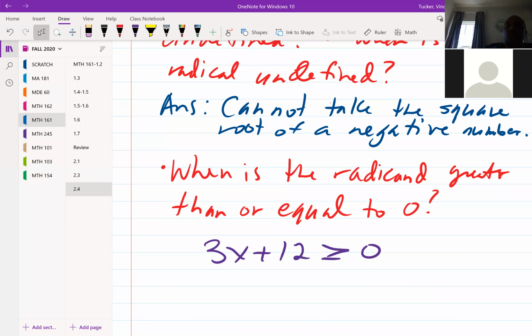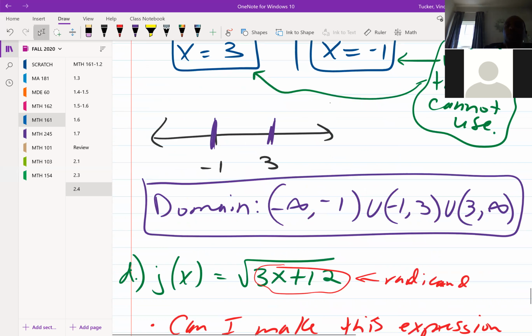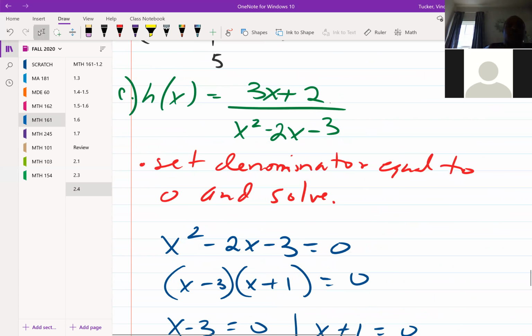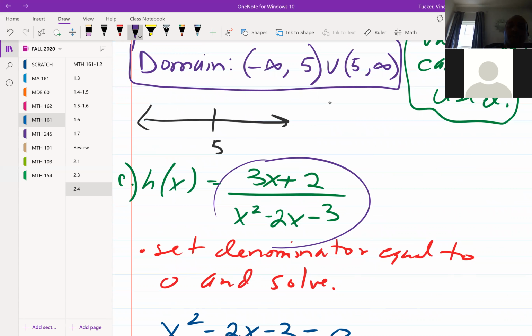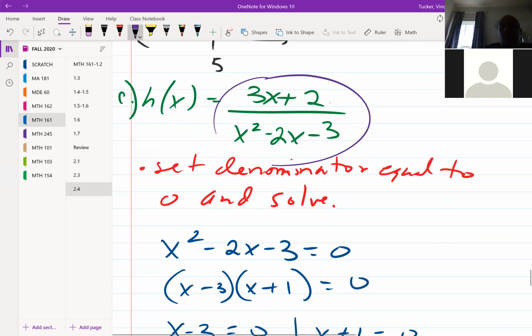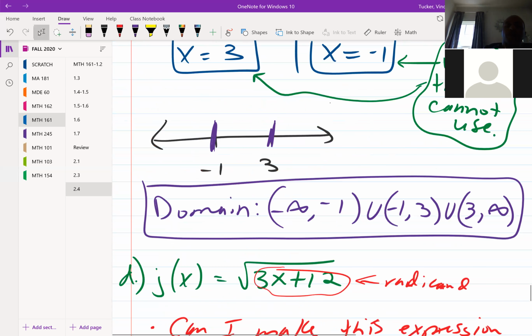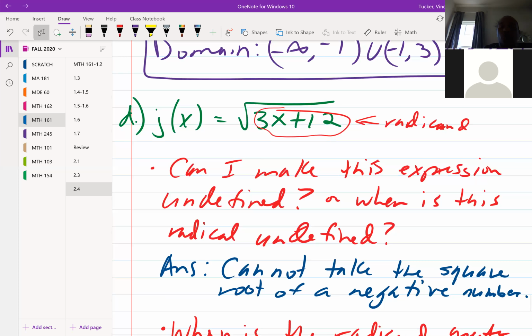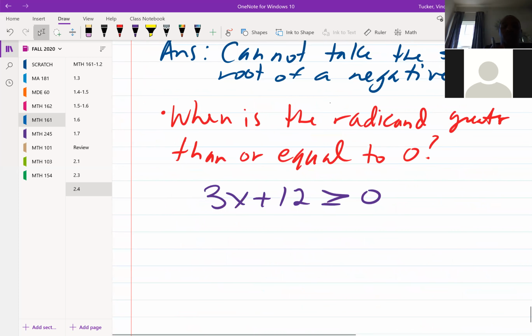So going back to what we had previously, when you have a rational expression, you always do this: set the denominator equal to 0 and solve it. When you have a radical or a square root, you're always going to set your radicand, what's under the radical, greater than or equal to 0, and then solve that.